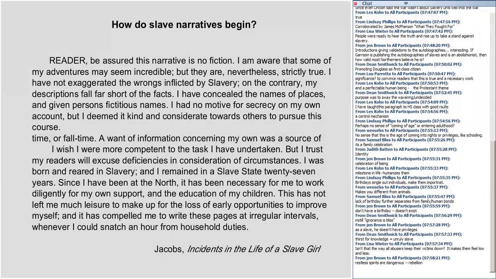If you want to look at the next passage, let's just look at how Harriet Jacobs begins her narrative. "Reader, be assured this narrative is no fiction." Well, a narrative isn't fiction. That's why the word narrative was used to describe autobiographies. So she's on the defensive from the minute she starts her narrative. "Be assured this narrative is no fiction."